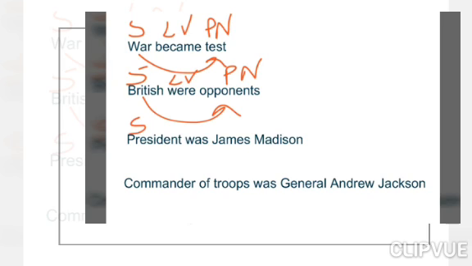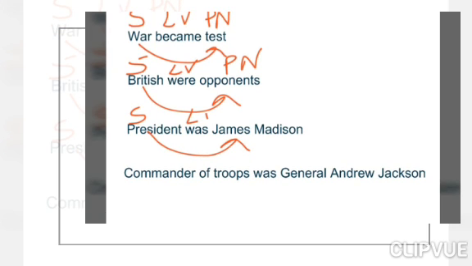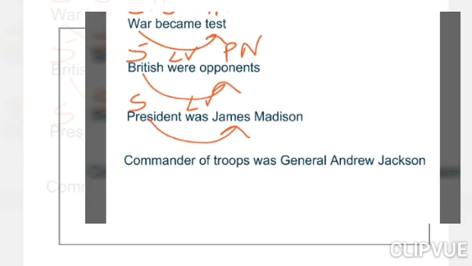Third one, president was James Madison. The linking verb that we have in here is was. There you go. So James Madison renames the president.